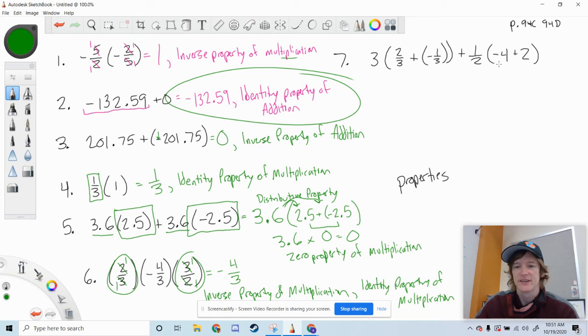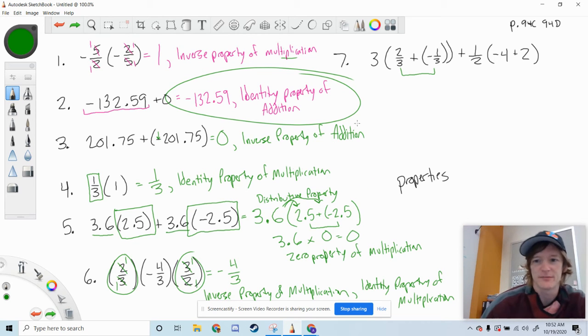We got up here to number 7. Almost deleted all this. Let's see what we can do here. How about we add those together? So this will be 3 times 2/3. Let me double check. I think that might have been negative before. Okay, never mind. I want to do the distributive property here instead.